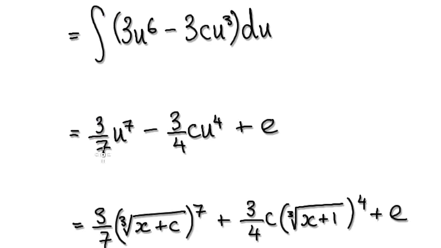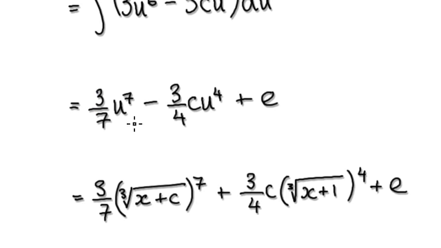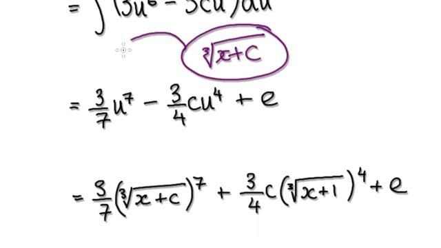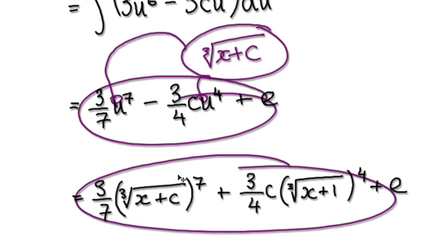And then earlier we said let u be the cube root of x plus c. So we can now put this into the u. We can then put this into the u here. So this thing here will then become this.